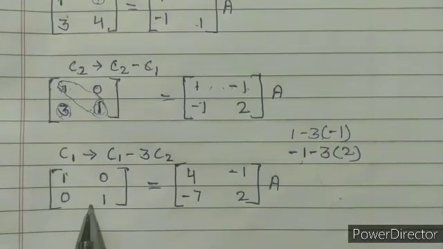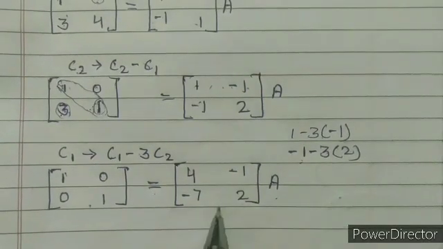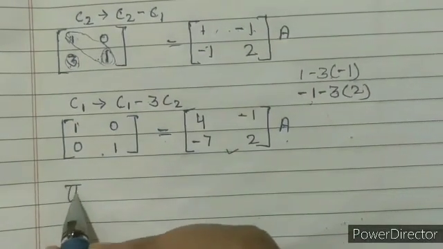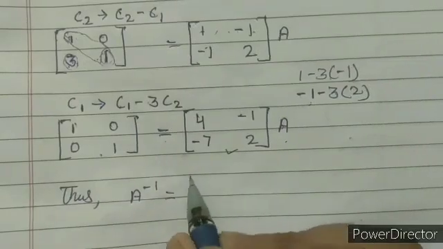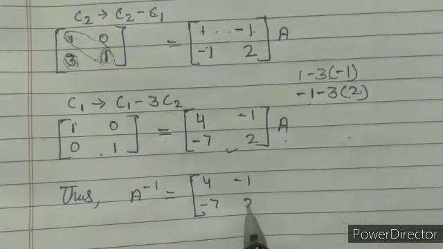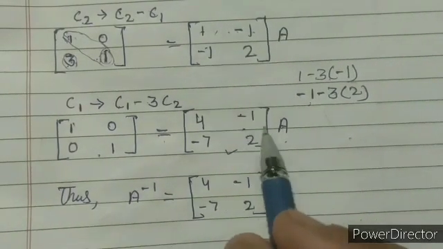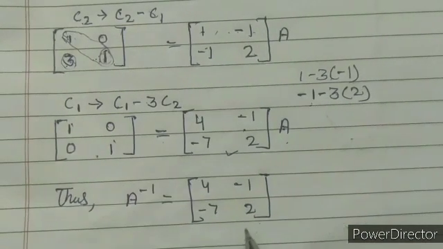Now this matrix is in the form of I equal to BA. That means this B matrix will be the inverse of A. Thus we can say that A inverse is equal to [4, -7; -1, 2]. As we know, if the inverse of a matrix is multiplied with the matrix, that gives us the identity matrix.